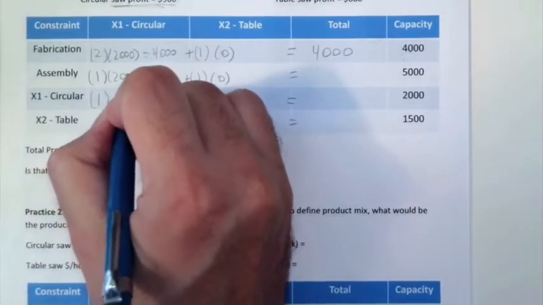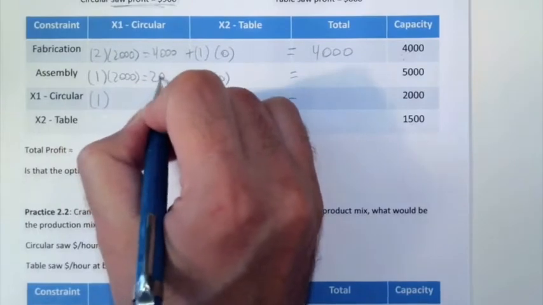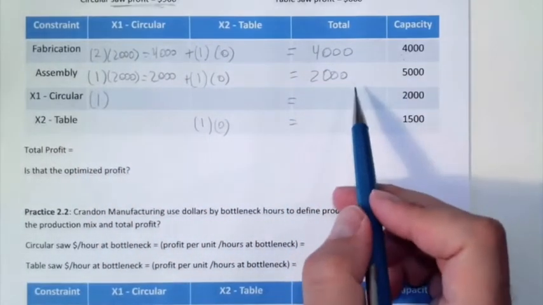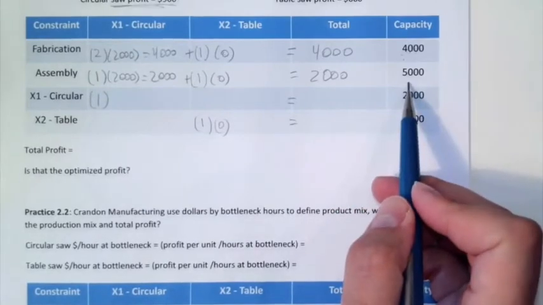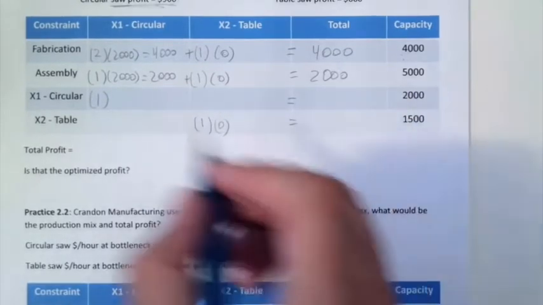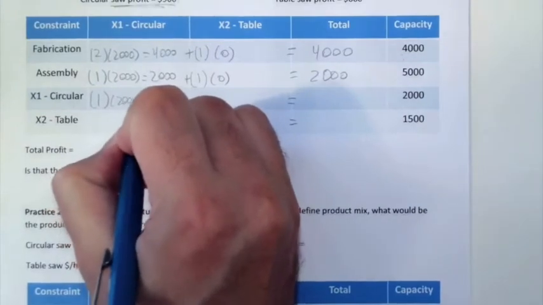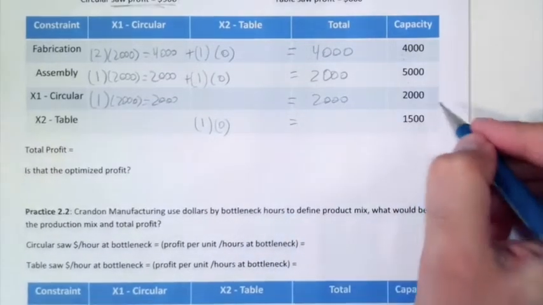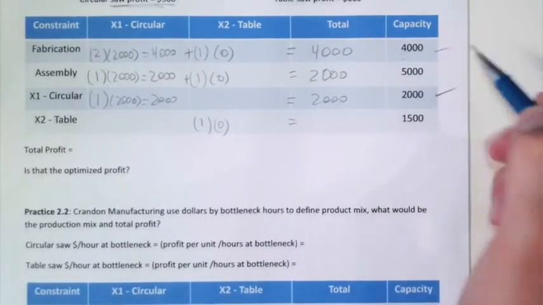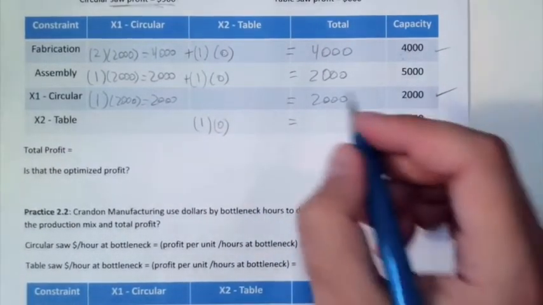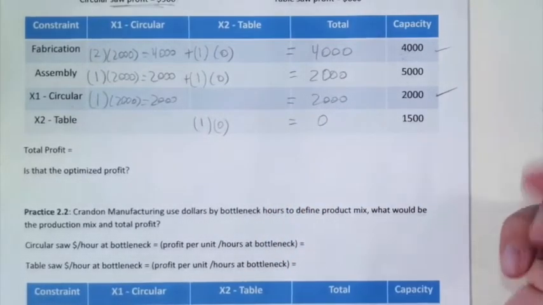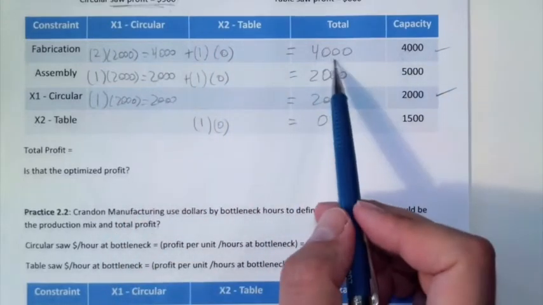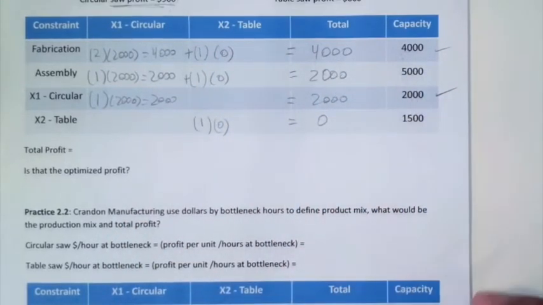Again, 2,000 X1 is going to give me 2,000. So I'm going to use 2,000 hours in assembly. I have 5,000 hours available. That's not a problem. And 2,000 here will give me the 2,000, which is the total, right? So I'm dealing with this constraint, and I'm kind of capping with this constraint as well. This is going to be 0, right? So maximizing the profit of the one that has the highest profit, I'm obeying all my constraints.